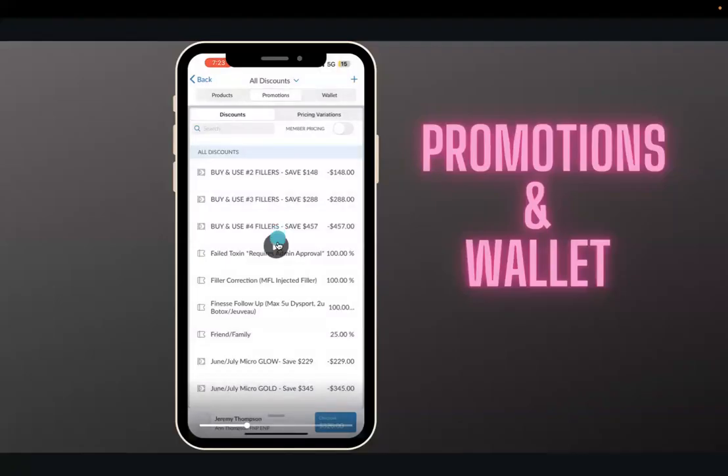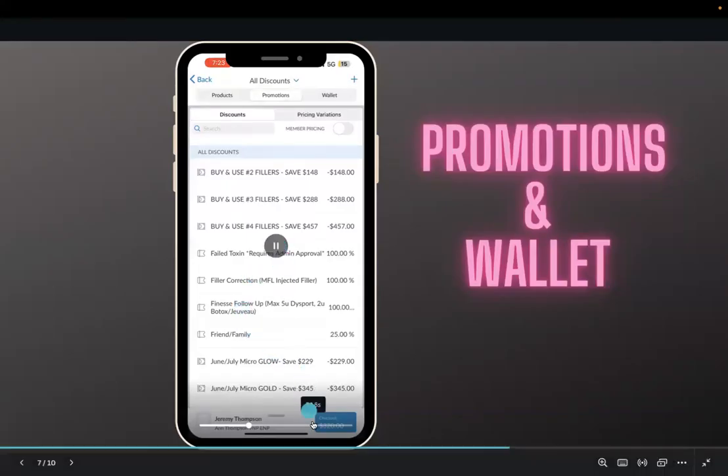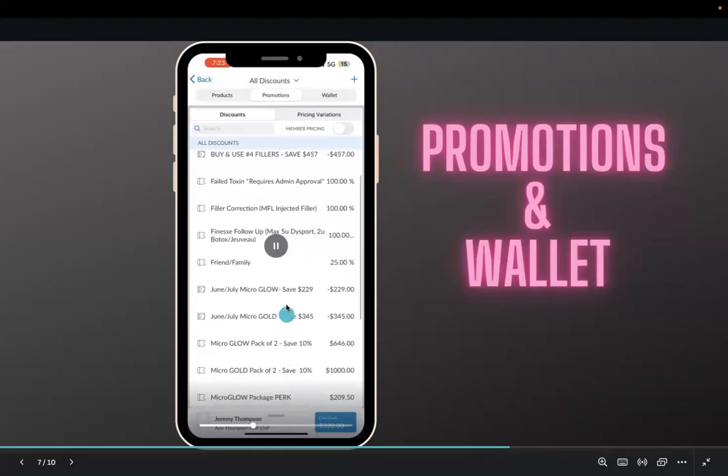And this is where all of our current promotions are. So if we have like buy two, save $140, a friends and family discount, or a certain kind of promotion that we're having for the month, you will simply select it or click on it. And you can see right now that patient owes $320. So I'm going to click on that friends and family discount.